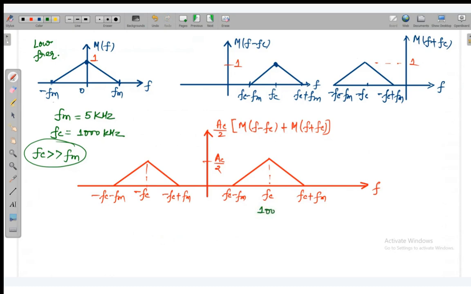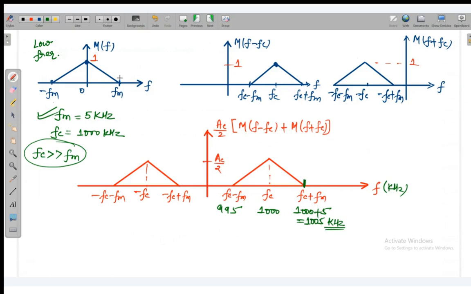This value will become 1000, this will become 1000 plus 5, and this will become 995. So from here you can see that this is 1005 kilohertz. So 1005 kilohertz is definitely a very, very high value. These all are in kilohertz. So this value is 1005. Previously our message signal was 5 kilohertz. Now after modulation, the maximum signal frequency is FC plus FM, which is 1005.